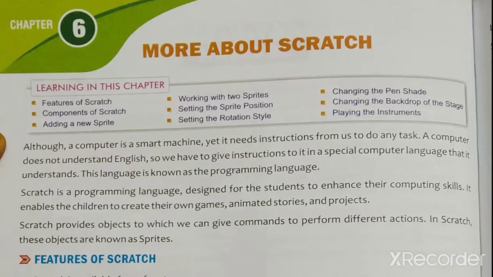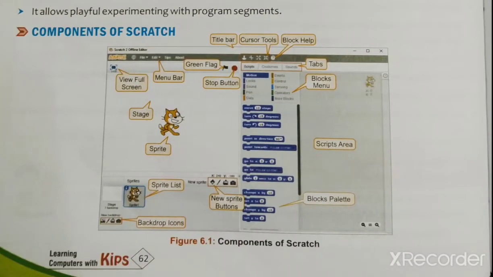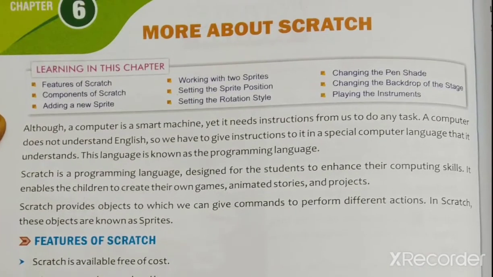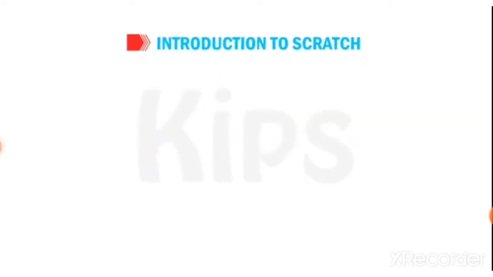So, my dear students, today we are going to start a new chapter, that is chapter number 6, more about Scratch. Please open your computer book and open page number 62. This is your page number 62. Please open it and you can see the chapter number 6 is more about Scratch. So, it is a very interesting chapter. Today we will learn what is Scratch, how it works, what are the features of Scratch, what are the components, how you can make different games, animation using the Scratch, right? So let us begin. Introduction to Scratch.